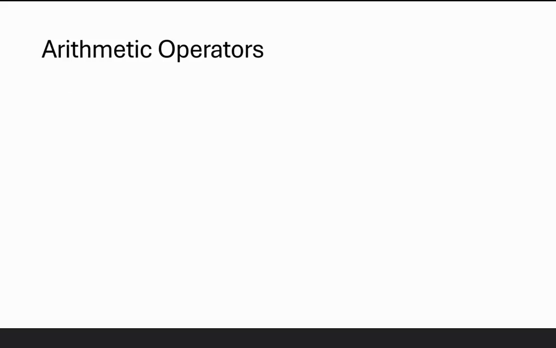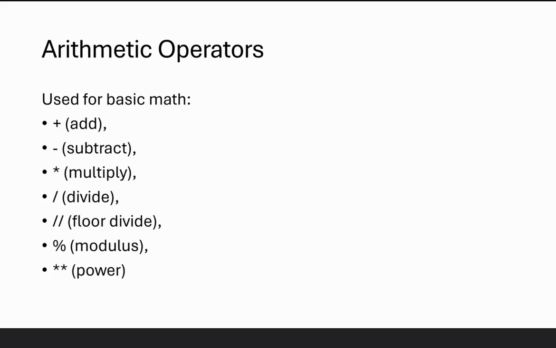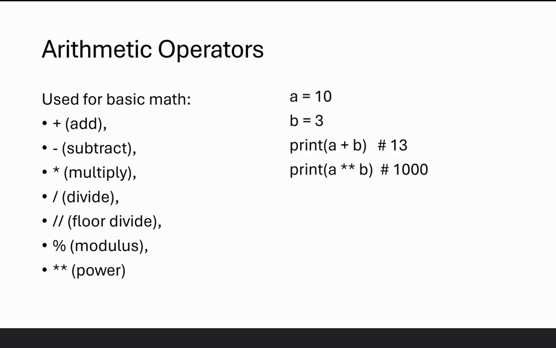So the arithmetic operator is basically used for basic math, which is addition, subtraction, multiplication, division, float division, modulus, and power. For example, A is assigned a value and B is also assigned another value. If I am printing A plus B, which is 10 plus 3, it returns 13. And if I am printing A star star B, which is 10 to the power 3, it returns 1000. So these are some of the basic math.